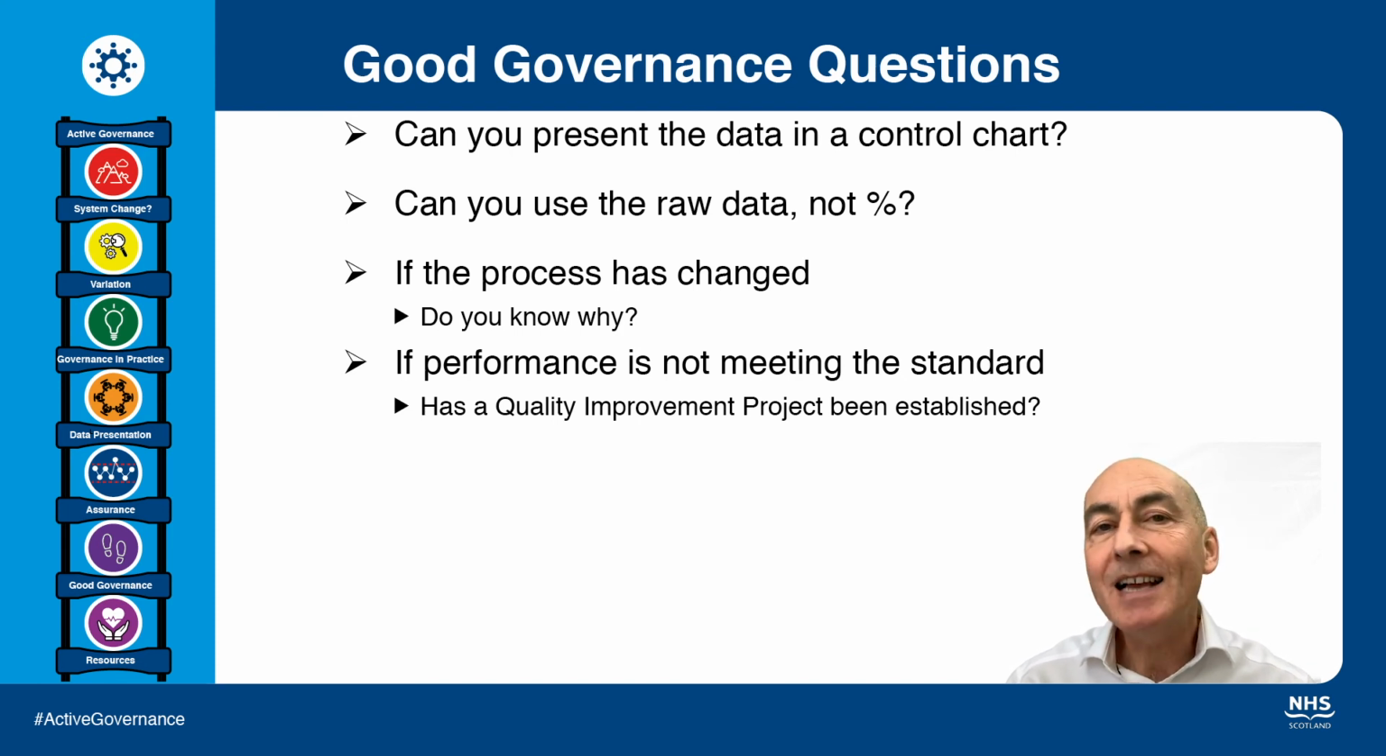Then if the process has changed, a great question is, do you know why? And I would expect this answer to be backed up by data and not the general arm waving, oh, well, it's because of this and it's maybe that and it's maybe the next thing. And then finally, if the performance has changed, a lovely question is, have you set up a project team to go and investigate that in more detail? So these are just a few of the questions that you can ask as part of your governance role. But remember that data is absolutely critical to governance.